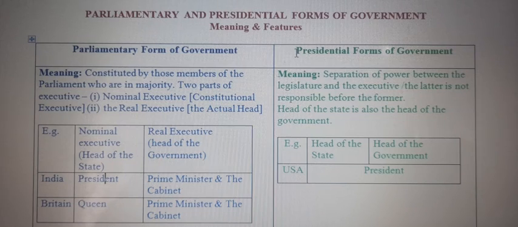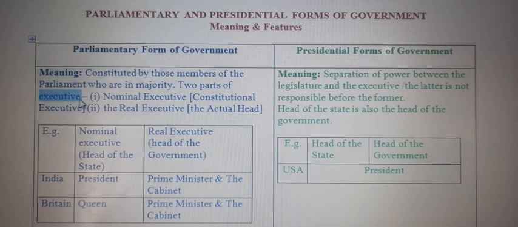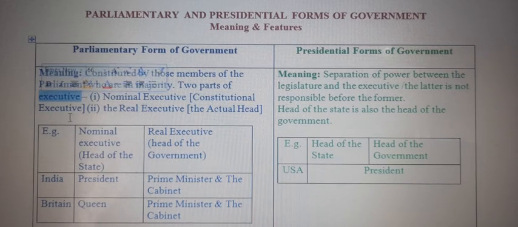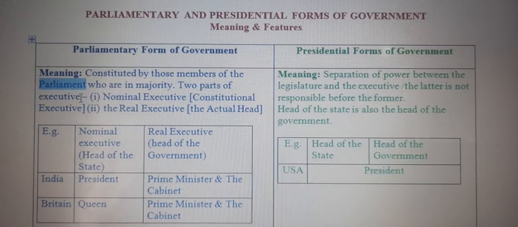Moving on to presidential forms of government. In presidential forms of government, we do not have two parts of the government. As we saw in the parliamentary form of government, to become an executive, the candidate has to be elected as the member of the parliament. First, the candidate has to be elected as the member of the parliament. Then only he or she can become the member of executive.